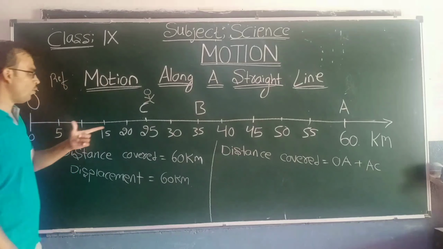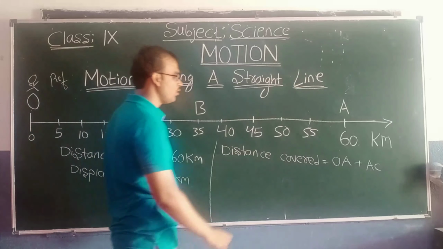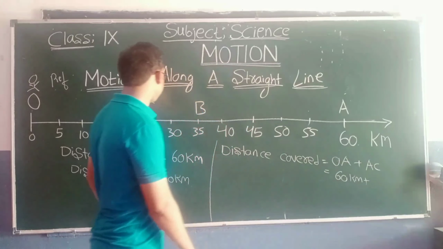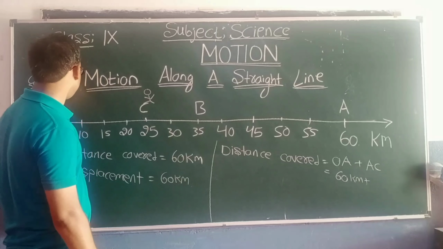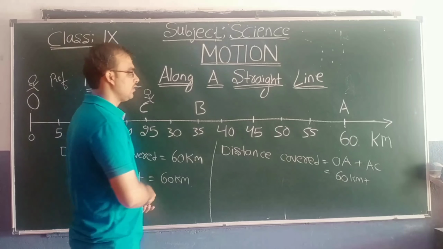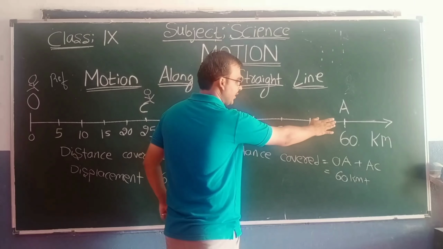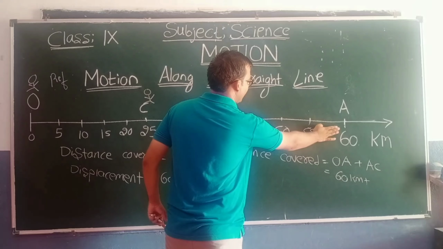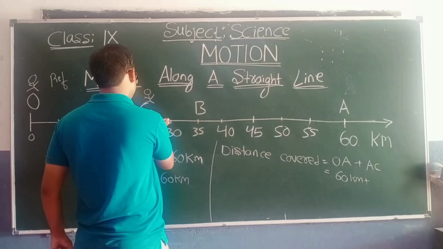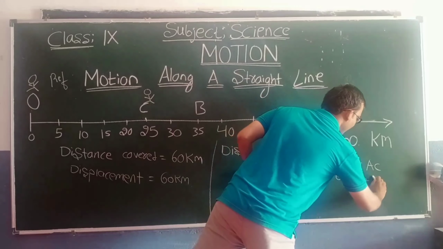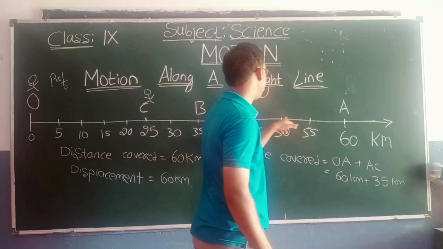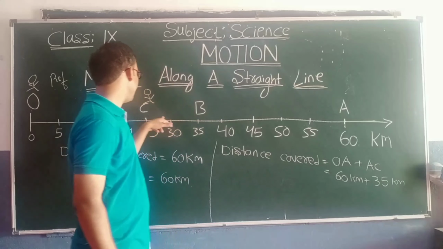Now, what is OA? Look there. OA is 60 kilometer. Now AC. What is AC? Look at it. Each division represents 5 kilometer. So 5, 10, 15, 20, 25, 30, 35. AC is 35 kilometers.